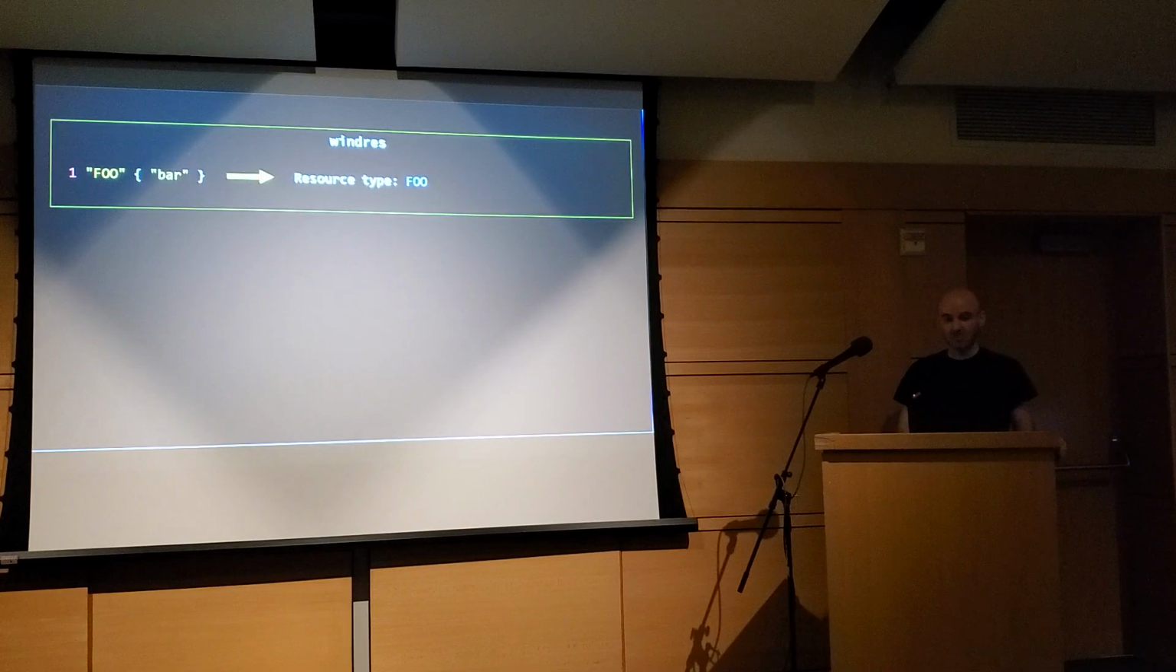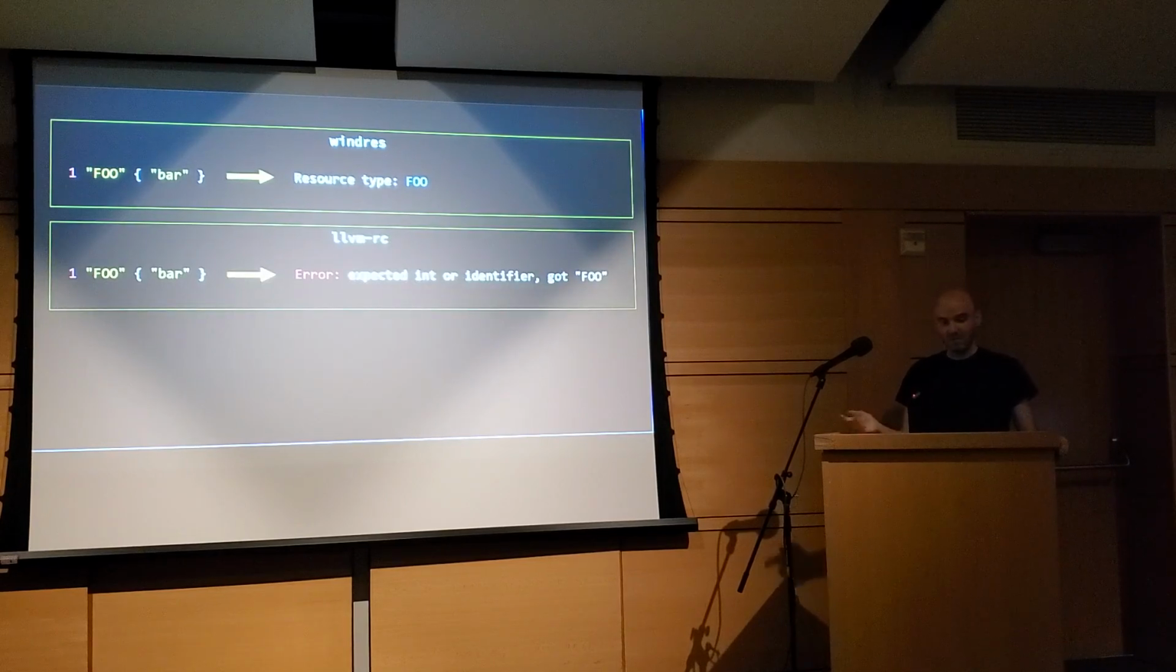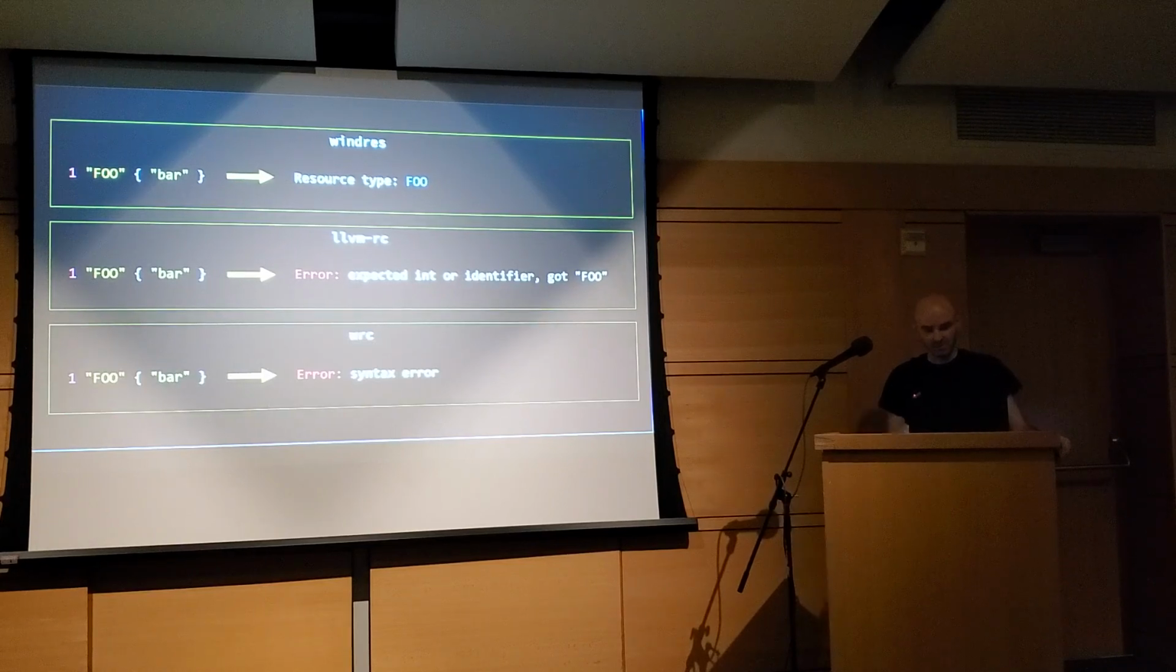So if you pass this through windres, it does parse it as a quoted string, and you get foo as the resource type. In llvm-rc, it errors and says can't use quotes here, and wrc also errors in the same way. So using those as reference kind of went out the window. Like I can't really trust that they match the Microsoft version, and that's really the only version that matters.